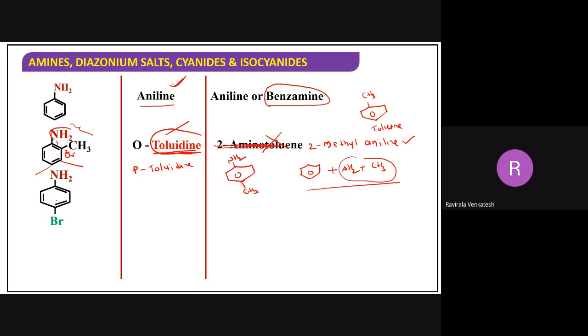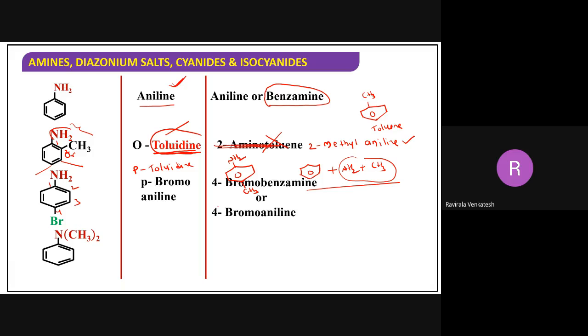Now what is this called? In IUPAC nomenclature, numbering starts from bromine or amine? Amine. 1, 2, 3, 4. The nomenclature will be 4-bromoaniline. Aniline is also called benzenamine, you can use benzenamine also in place of aniline. But in your examinations and textbooks, 99.9% they give aniline only. So 4-bromoaniline, also called para-bromoaniline, we can call this one.